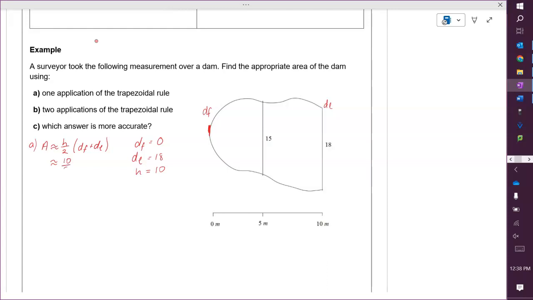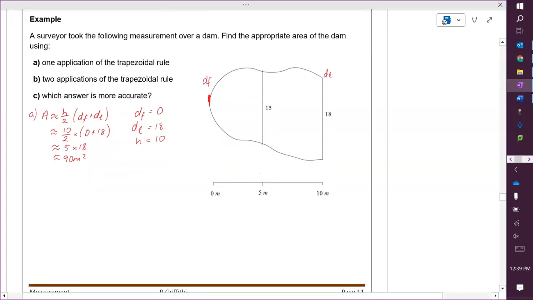I then put all of that information into here. So df is 0, and dl is 18. So this becomes 5, so it's 5 times 18, which is approximately 90 meters squared. So that's if I use one application, so just using it once, working it through. If I use two applications, I'm going to divide this into the two sections that are there. So if we say this is df, this is dl, and then if I did the second application, this is df, and this is dl. So you can see it's broken up there.